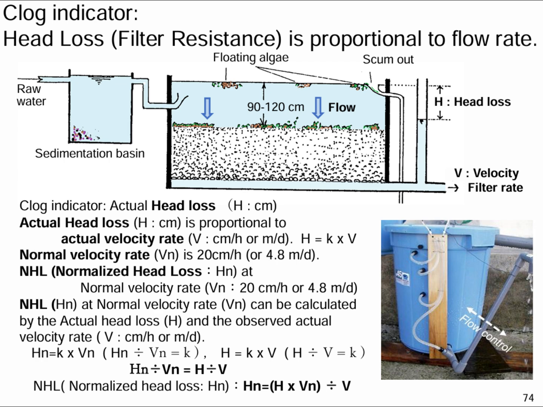That is NHL, the clog indicator. Head loss, or filter resistance, is proportional to flow rate. NHL at the normal velocity rate can be calculated from the actual head loss and the observed actual velocity rate. You can calculate it with this formula.